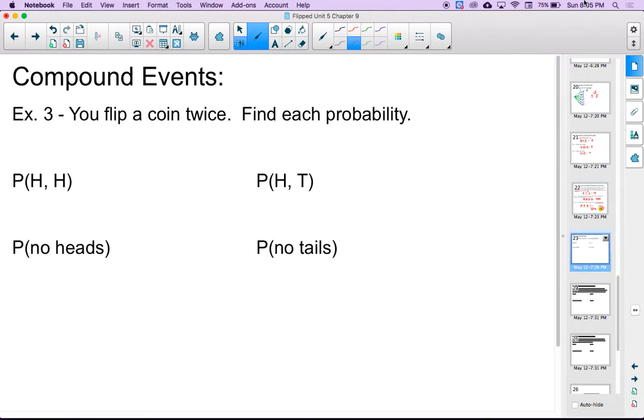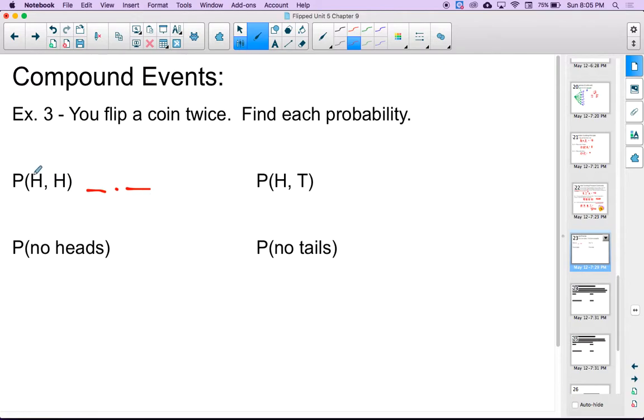Okay, last thing, compound events. We've been talking about it, but let's see one more thing with compound events. We flip a coin twice. That's my compound event. It's not just one coin flip, it's 2. We're going to find each probability. So we can do this with a method similar to our fundamental counting principle. We have 2 steps because we're doing 2 coin flips, so we can set up our 2 lines. This time we're going to figure what's the probability of the first outcome and what's the probability of the second outcome and multiply them together.